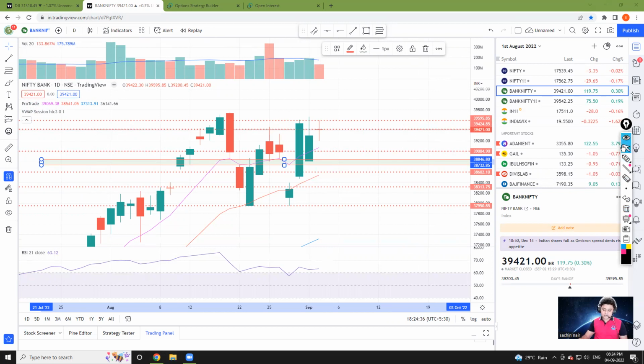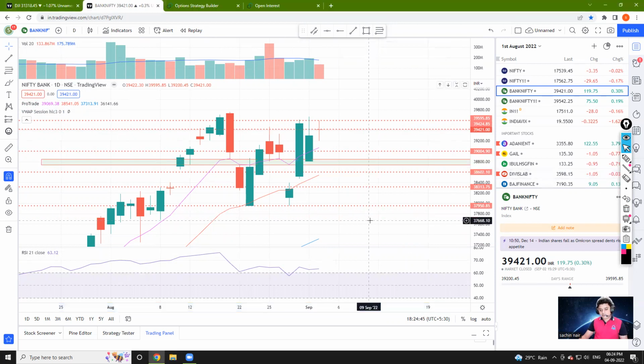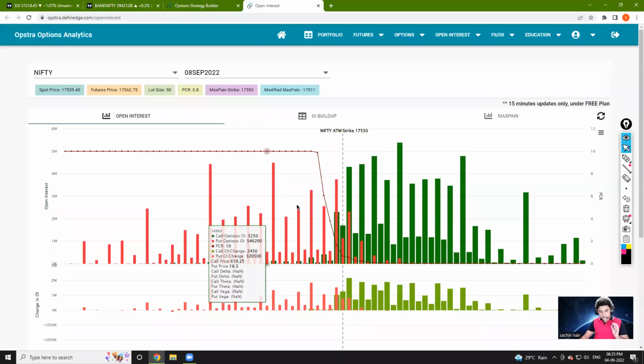Bank Nifty is slightly better placed than Nifty. It is showing more strength than Nifty. So I believe if Nifty is bouncing back from its 50 EMA, that is 17,050, if Nifty bounces back from there, I am expecting Bank Nifty to bounce from its 21 EMA. That is 38,602. Now let us talk about ओपन इंटरेस्ट.